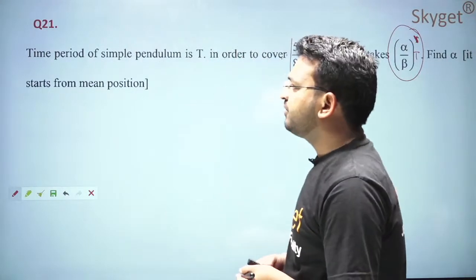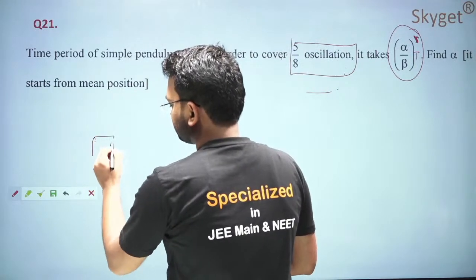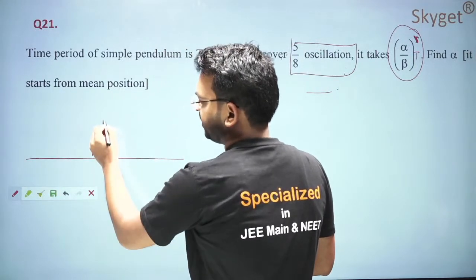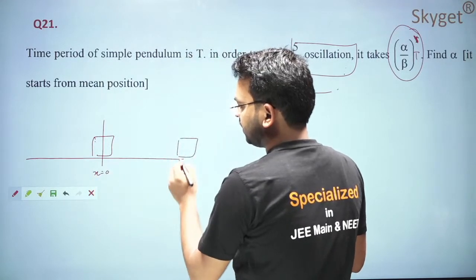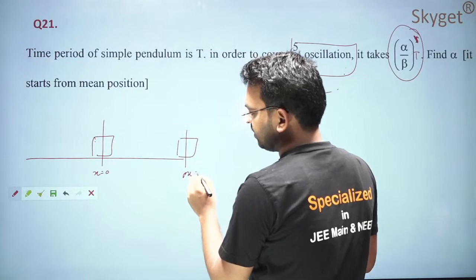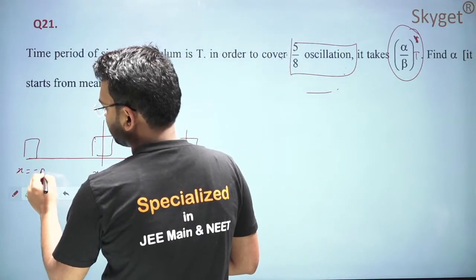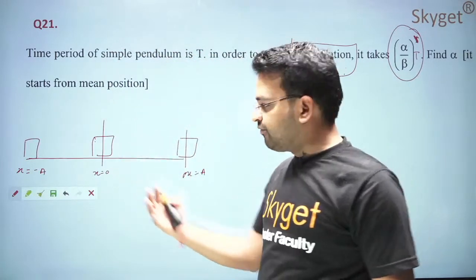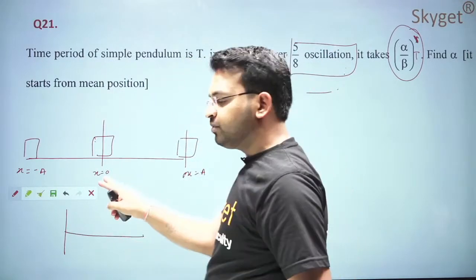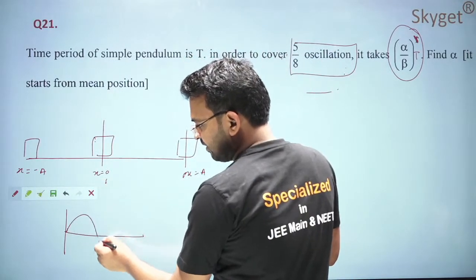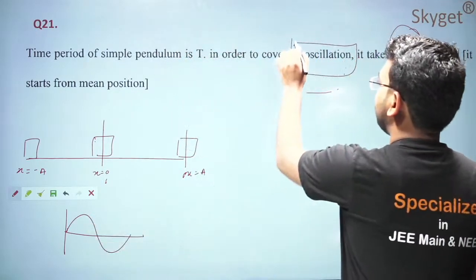Now they are asking to find the value of alpha if the motion starts from the mean position. So now try to understand what the meaning of mean position is. This is going to be x equal to 0. This is the maximum position, that can be x equal to A, and this is the minimum position, which is x equal to minus A. If I represent this in a waveform, it will look easier for you. So I can say if the wave is starting from the mean position, I can make a sine wave like this, and they have given 5/8 oscillation.